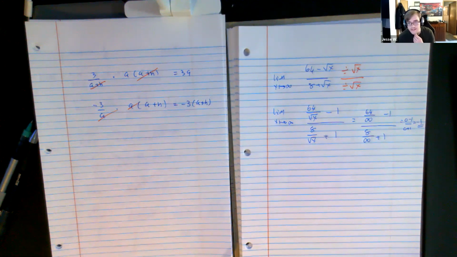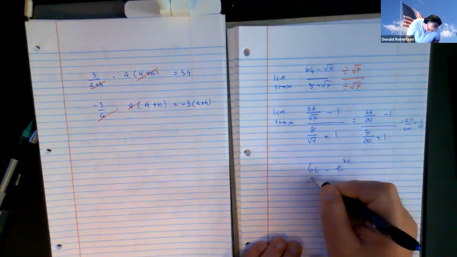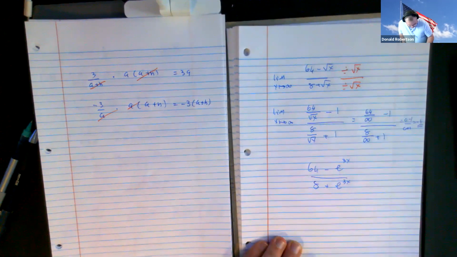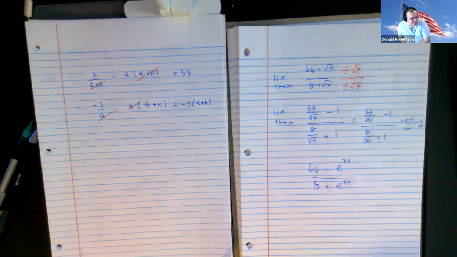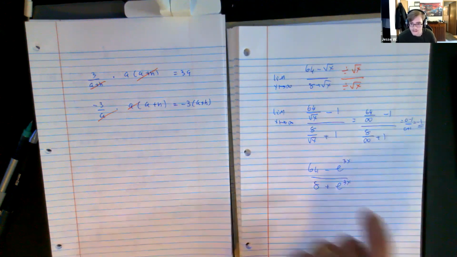Okay. Yeah, it just looked different from the things we had done. It does. But, you know, they could have done this to you. And in this case, divide top and bottom by e to the 3x. And you'd get, actually, you get -1 in this one as well.